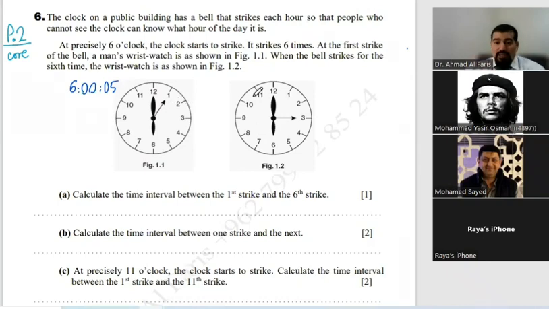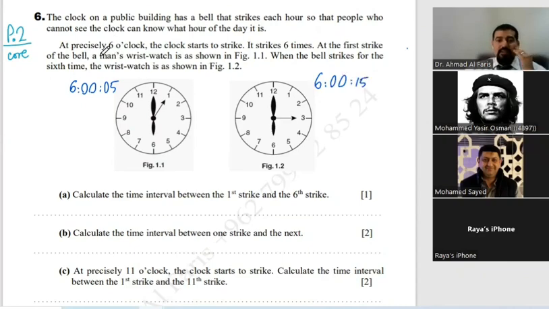Okay? And here, how much is the time? Now, Muhammad, it's not 6 hours, 0.5 minutes. It's not like this. It's 6 hours, 0 minutes, and 5 seconds. You have to be careful that we have 3 arms here. Yes, bravo. And the other one here is 6 hours, 0 minutes, and 15 seconds.